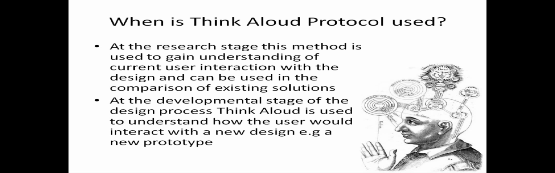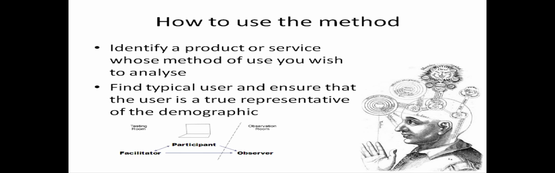When is Think Aloud protocol used? Think Aloud is used at the research stage, and this method gives current user interaction with the design, and can be used in comparison with existing products on the market. Think Aloud can also be used at the development stage of your design. You could see how the user interacts with your new design prototype to see any problems that will be associated at the early stages in your design. This can help save a lot of money down the line, as it helps to find out any problems associated with your design. How to use the method.